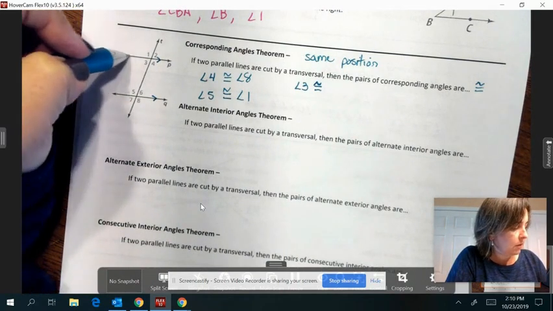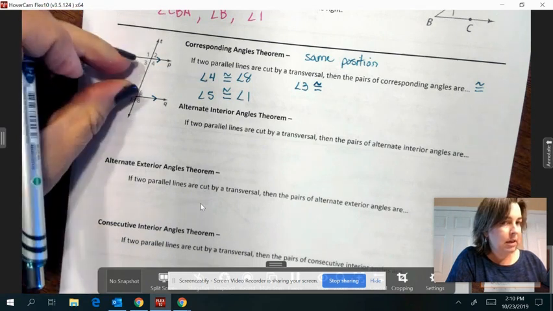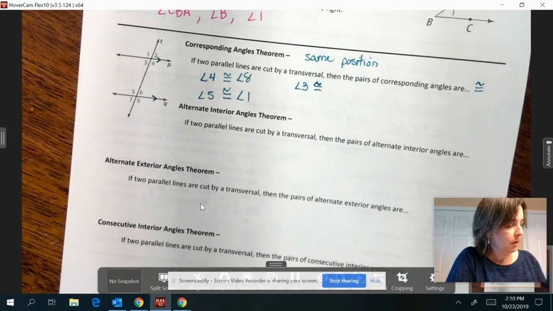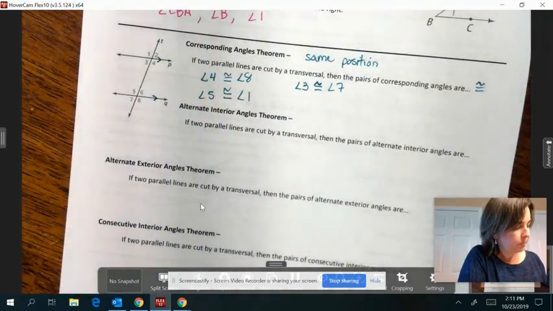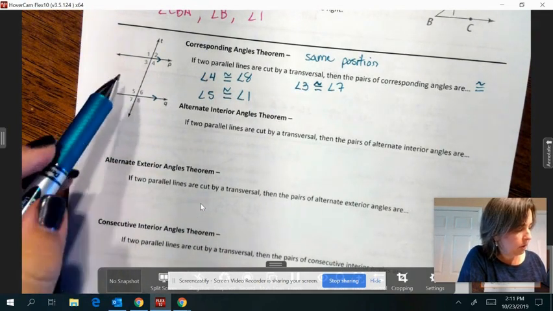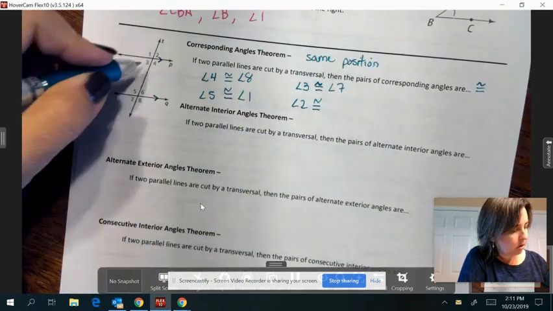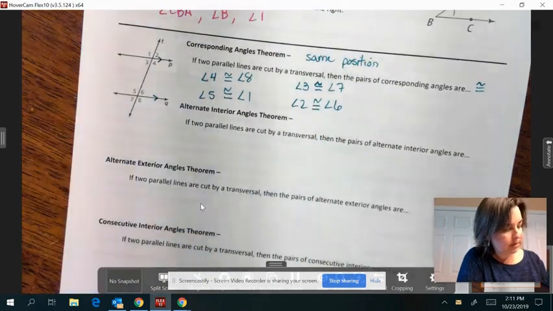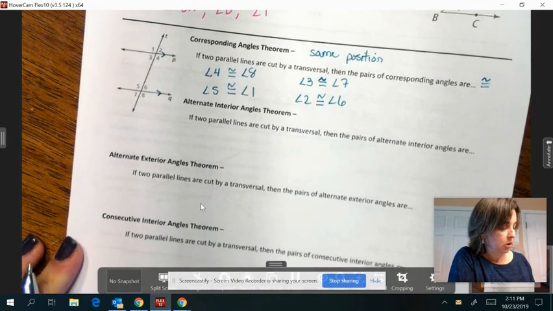Another way to do these is if you imagine some mental scissors cutting out angle 3 and sliding it down, angle 3 would end up being on top of angle 7. So these are the same. And then the last group we don't have would be angle 2, which goes with angle 6. Okay, so those are the 4 pairs of corresponding angles that are congruent.